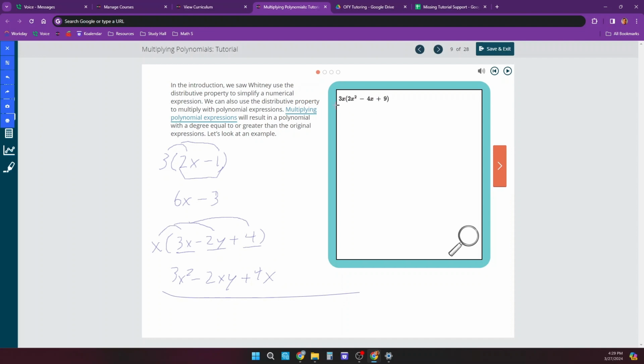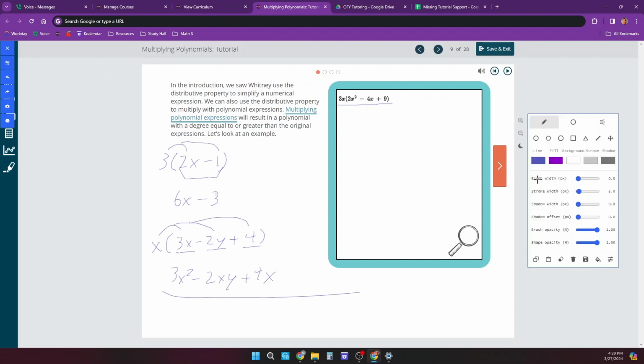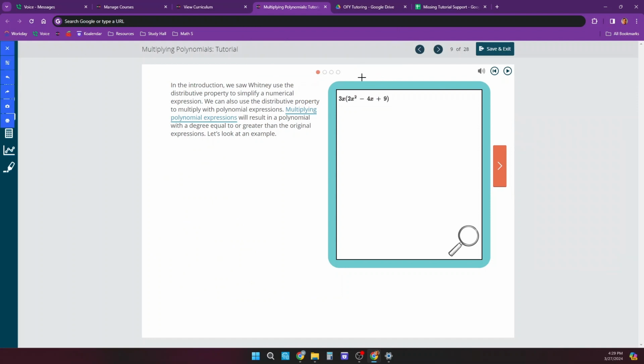Now, if we look at our example, we are given both a number and a variable. But the principle is the same. We just take whatever's on the outside and we multiply it by every term on the inside. So let's take a look at what that would be. So 3x times 2x squared would be 6. 3 times 2 is 6. And then x times x squared is going to be x to the third.